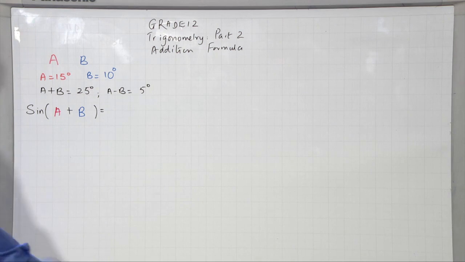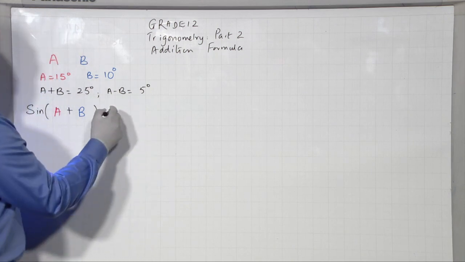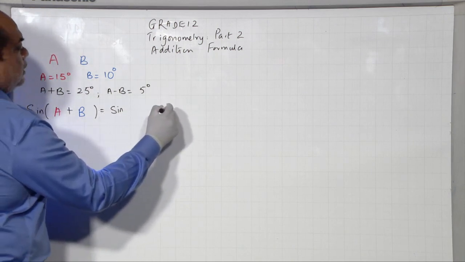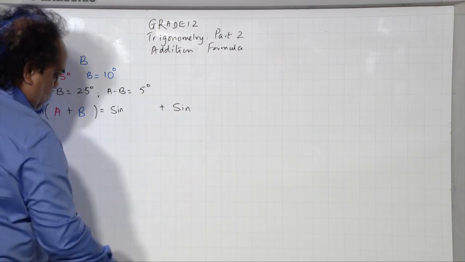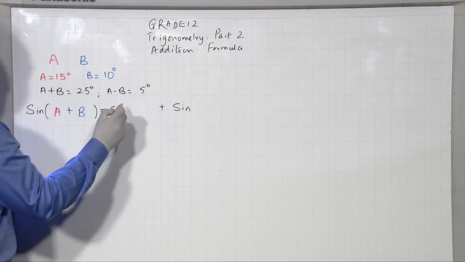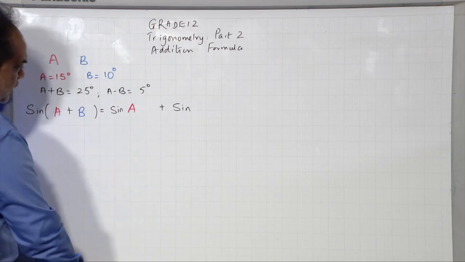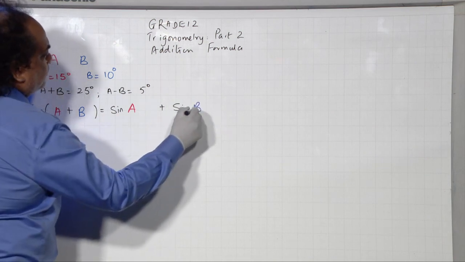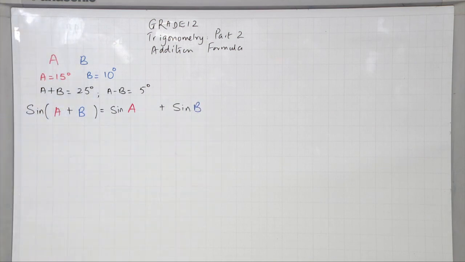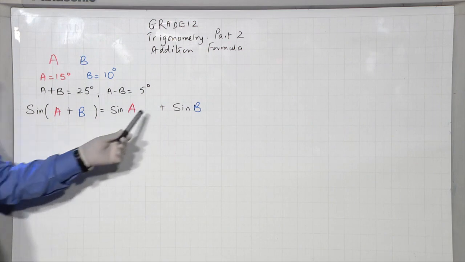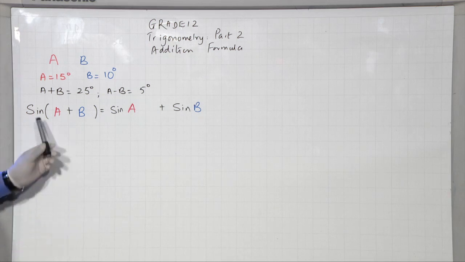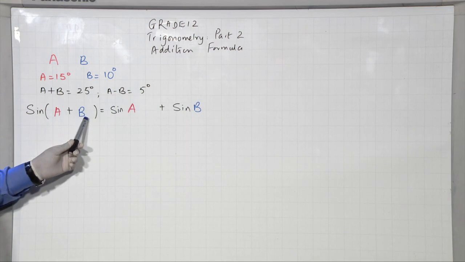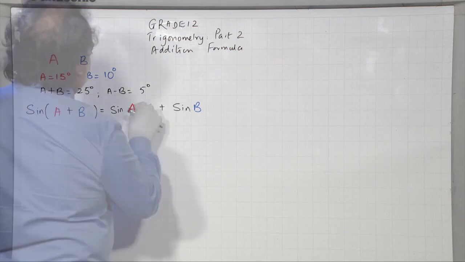We would have loved it if it would have become simply sine A plus sine B. I wish it was like that. I wish mathematics was as simple as this. Sine of A plus B is sine A plus sine B, which is totally wrong. Now, this is what we are going to learn. Sine of A plus B is not sine A plus sine B.